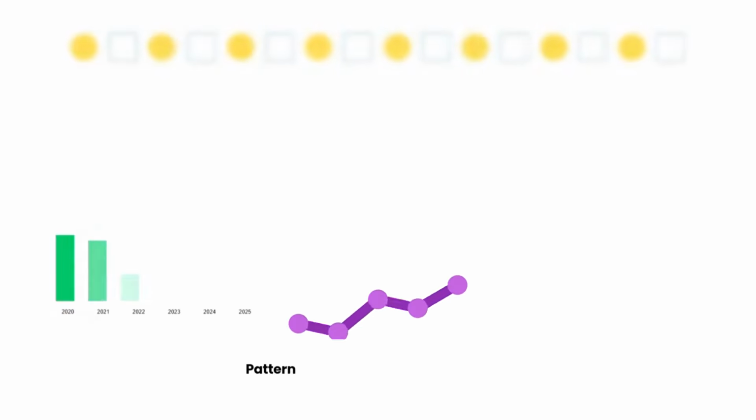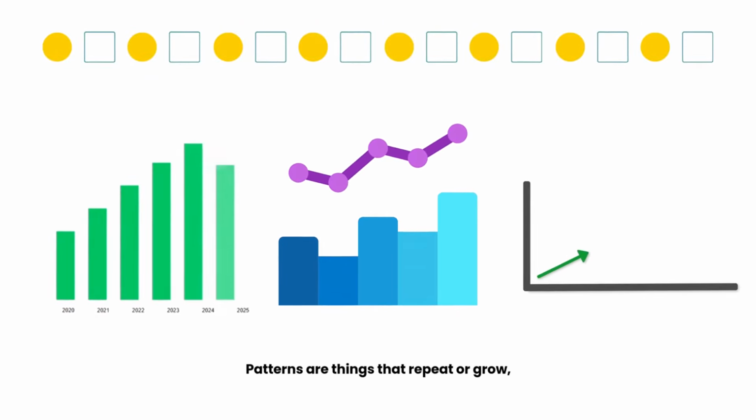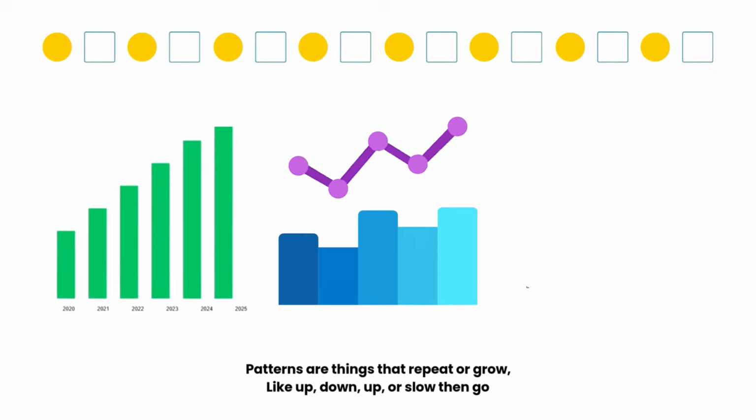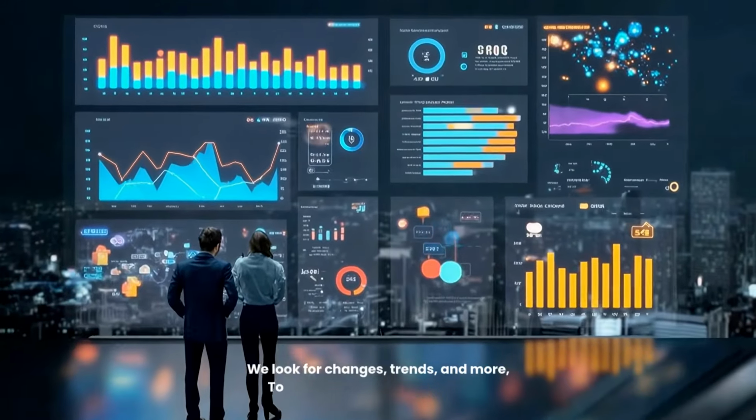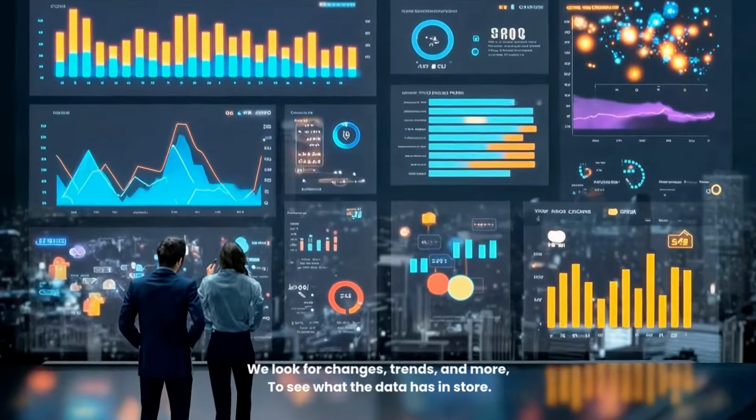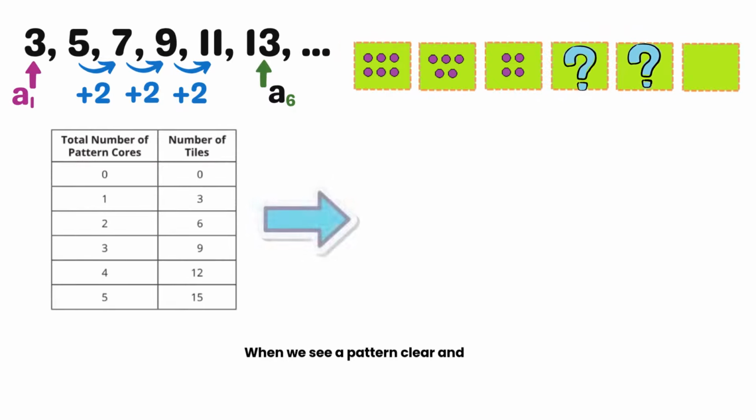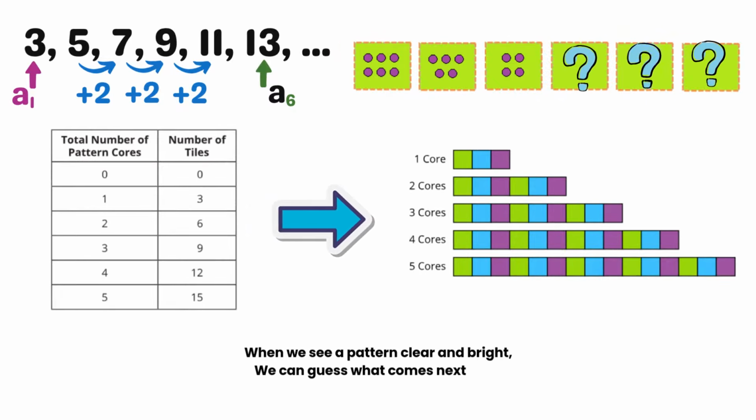Patterns are things that repeat or grow, like up, down, up, or slow, then go. We look for changes, trends, and more to see what the data has in store. When we see a pattern clear and bright, we can guess what comes next, right?